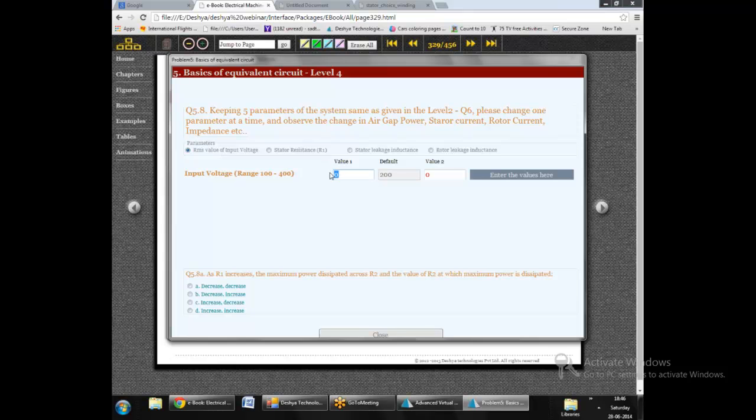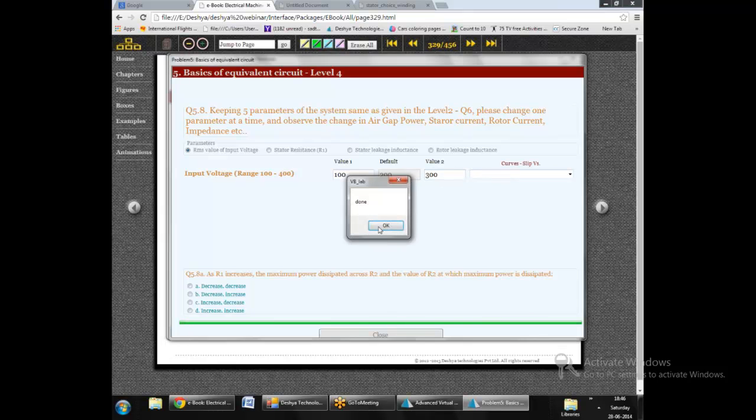So in this next level, we again try to do some sensitivity analysis. So the default calculation was done for 200 volts. Now we want to do the calculations for 100 volt and 300 volt, other parameters remaining constant.